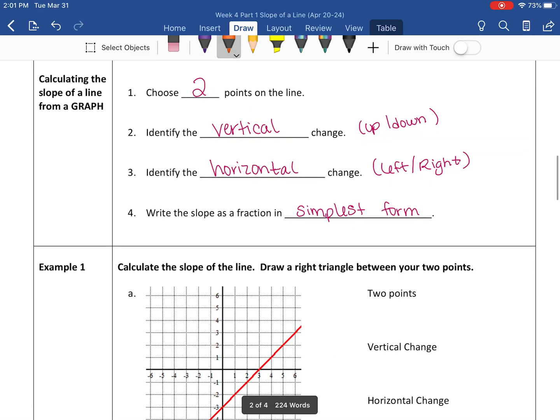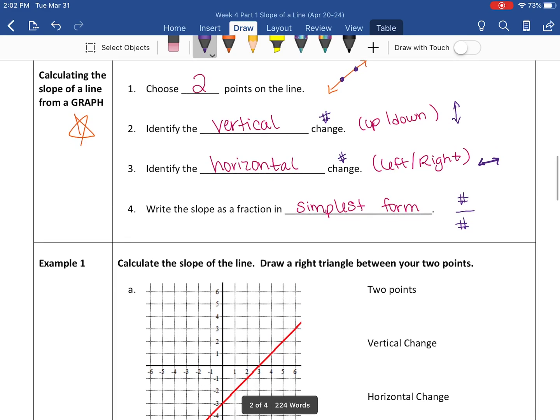Now, to calculate the slope from a graph, here's what we need to do. Here are our steps that we're going to use today. Number one, we're going to choose 2 points on the line. So if this is my line, I would pick 2 points on that line. Then we're going to identify the vertical change, so how far up or down. Then we identify the horizontal change, so how far from the left to the right. And then once we have those two numbers, so we'll find a number for our vertical change and a number for our horizontal change, our last step is to write them as a fraction, and to write that fraction in simplest form, which means if it can be simplified, we need to simplify it.